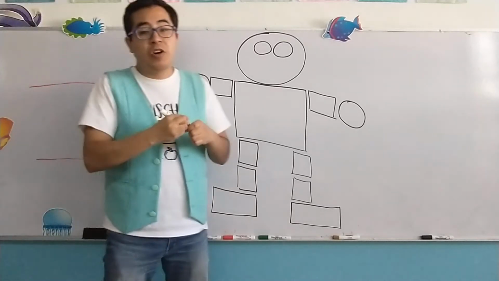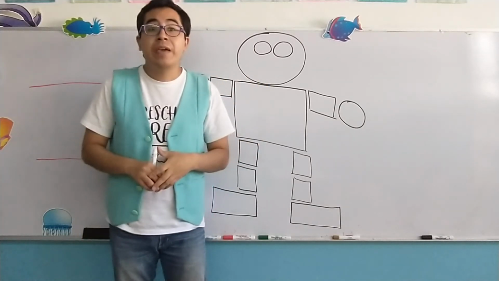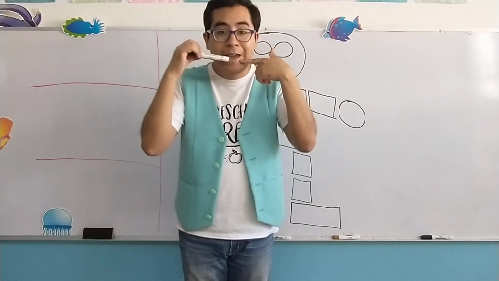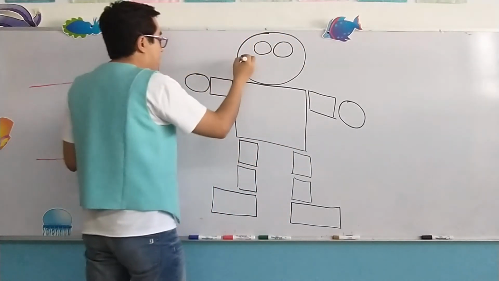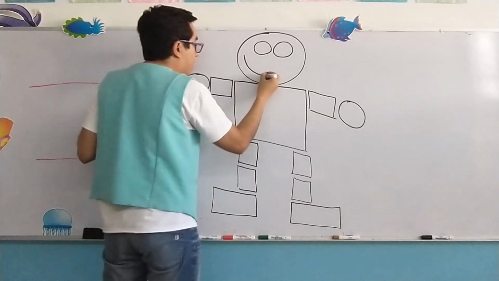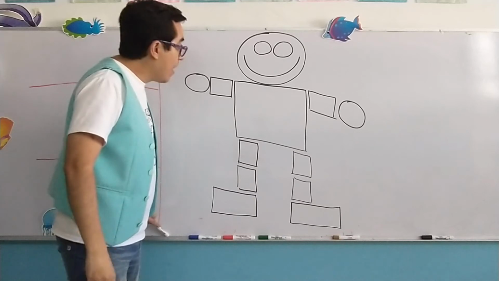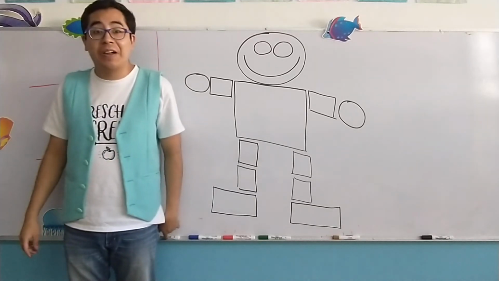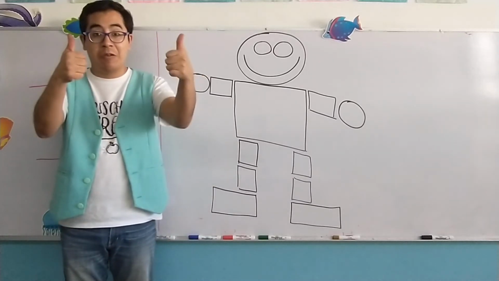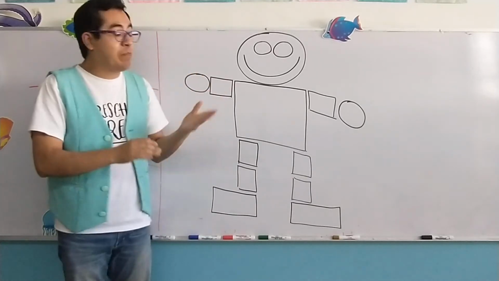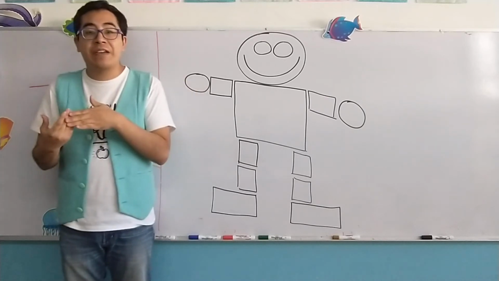Okay, but this person is not complete. There is something missing. It's missing the smile, the mouth. And finally, we have our person. Whoa, it looks amazing, looks great, looks cool. Now, this person, okay, it could be a boy, it could be a girl.